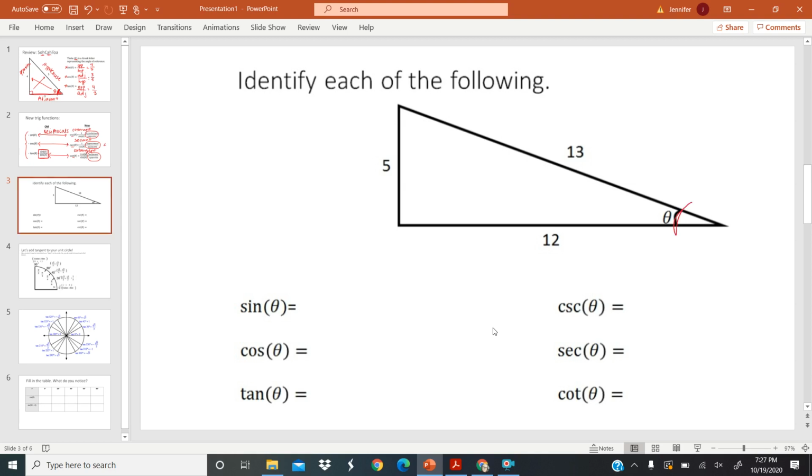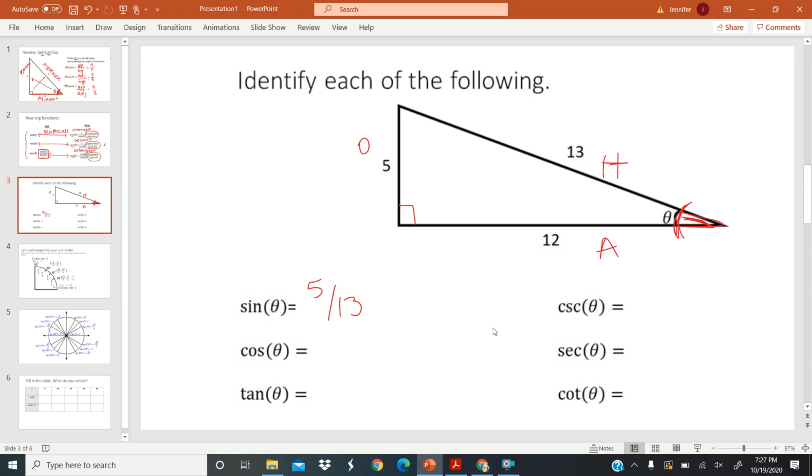So on this one, theta is over here, it's this angle. So I'm going to go ahead and label what each of the sides are. We know that that's the right angle. So across from theta is going to be the opposite side. The longest side is the hypotenuse, and then the one that theta is touching, but it's not the hypotenuse, that's the adjacent side. So for sine, we need opposite over hypotenuse, so that's going to be 5 over 13.